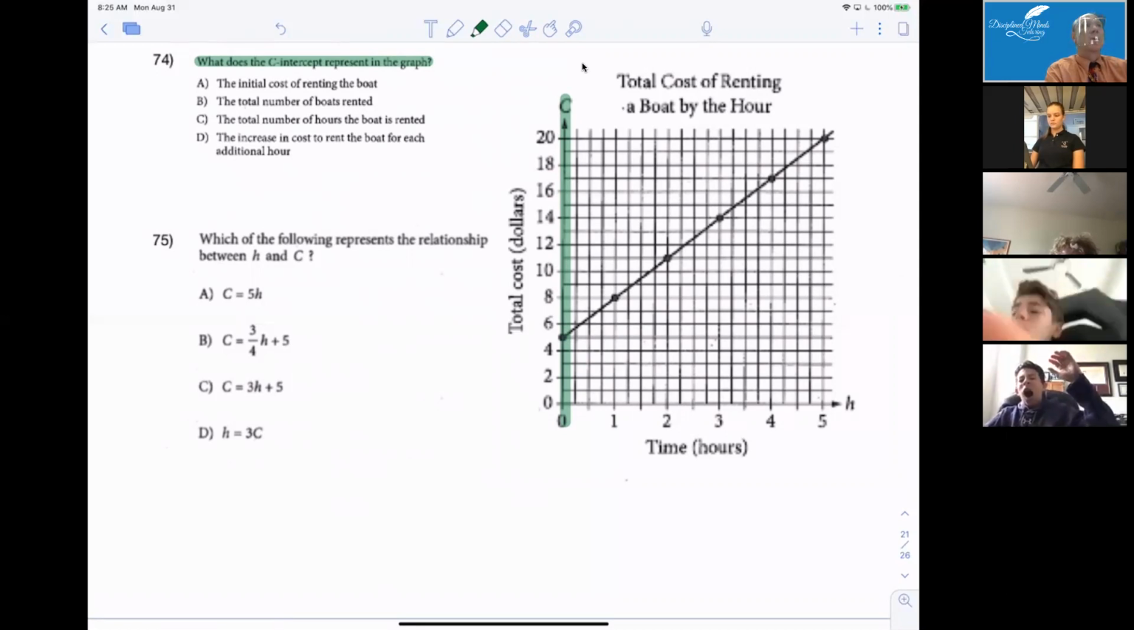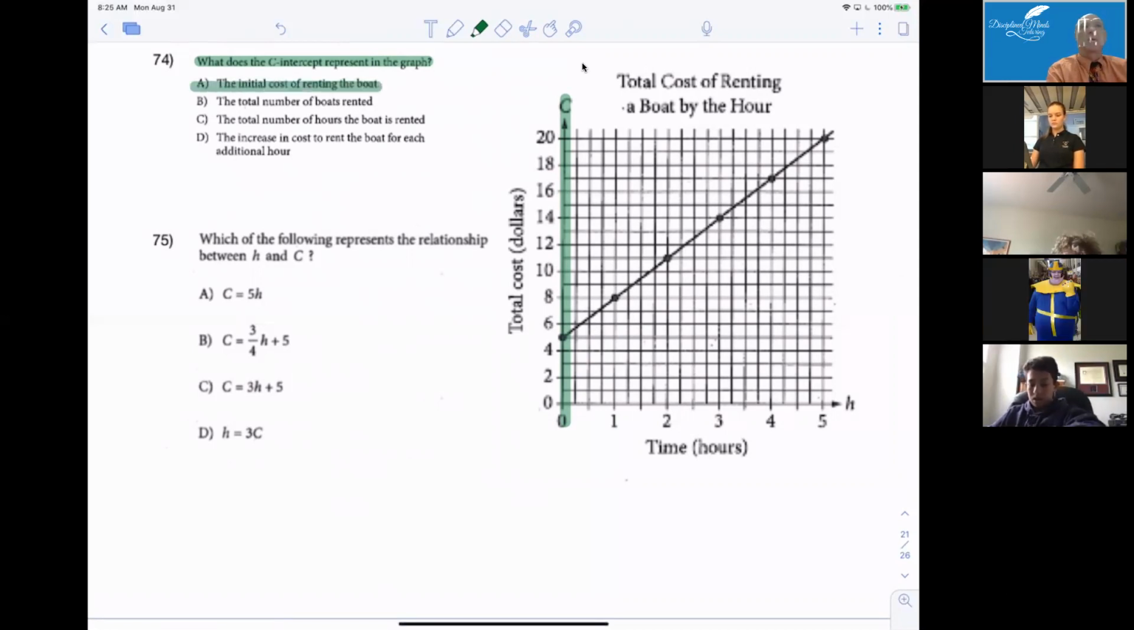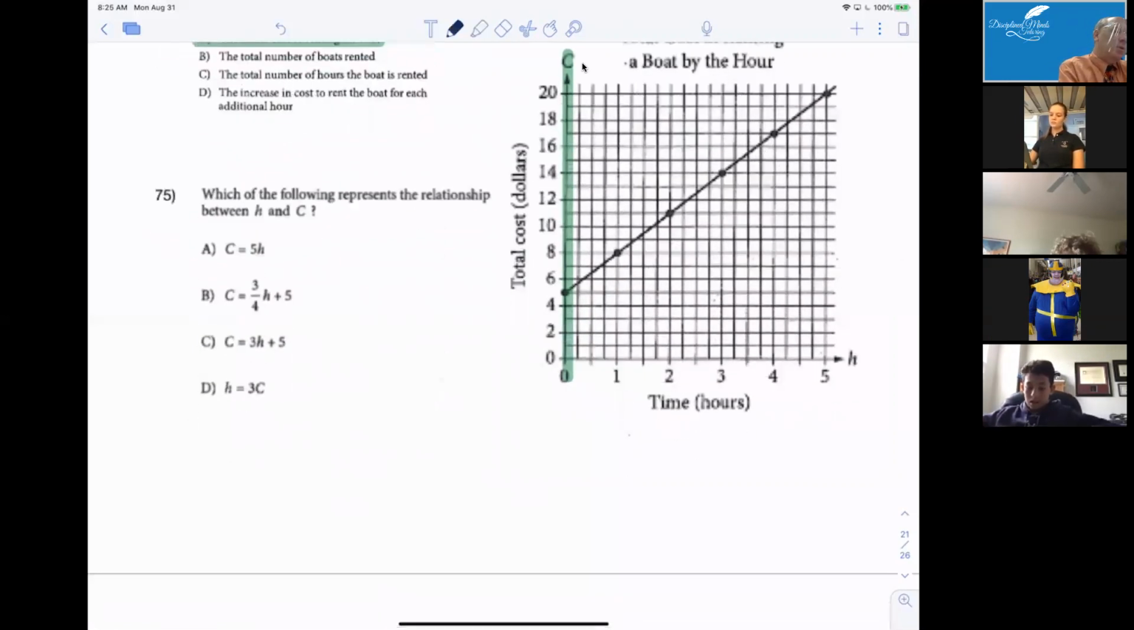Olivia, what are you thinking? It is definitely A. All right, I'm really proud of you for that. That's a good one to get. So the Y-intercept, or in this case, the C-intercept, we always say is the initial.